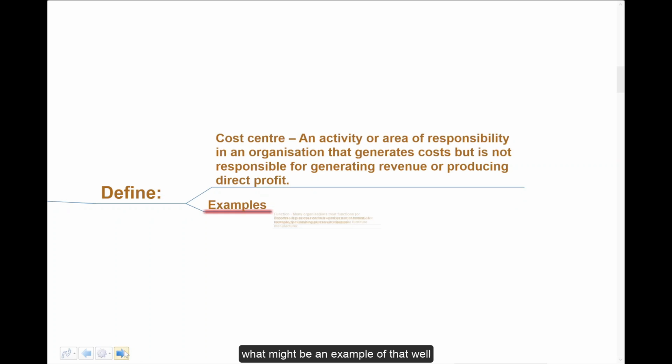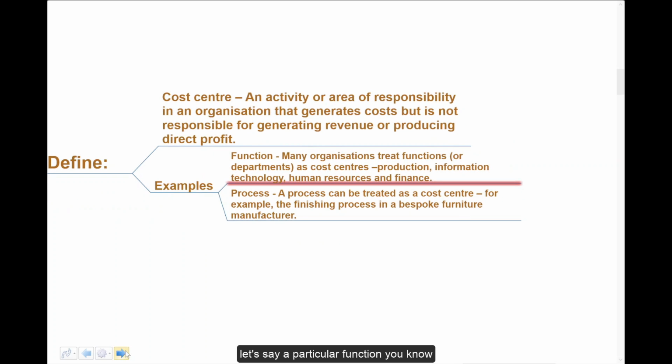So what might be an example of that? Well, let's say a particular function. Some organizations, in fact many organizations, would treat particular functions, production, IT, etc., as just cost centers. In other words, they're only interested in assessing or appraising that center based on its costs. Perhaps another way of looking at it is a process of some kind. For example, let's say a finishing process in a bespoke furniture manufacturer.